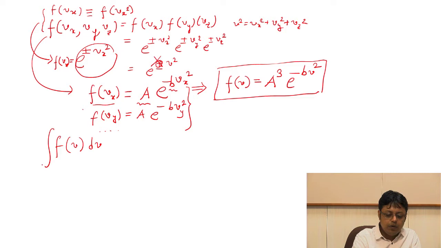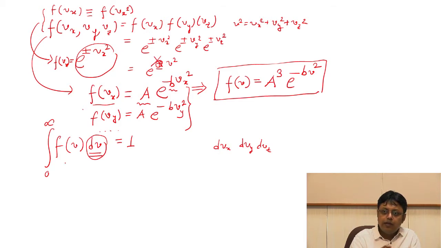That should be equal to 1, because this is a probability distribution, and since this is a speed, speed cannot be positive or negative. It will be from 0 to infinity. However, we have to now calculate dv in terms of dvx, dvy, dvz.